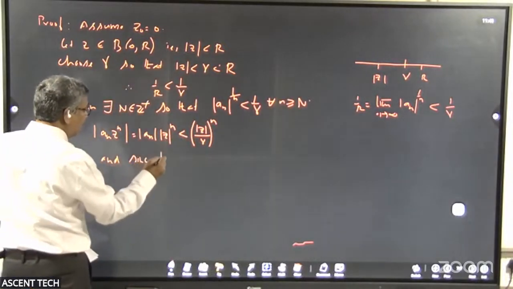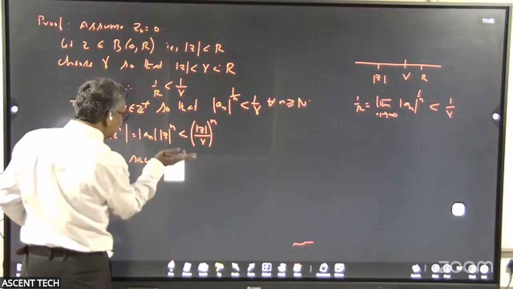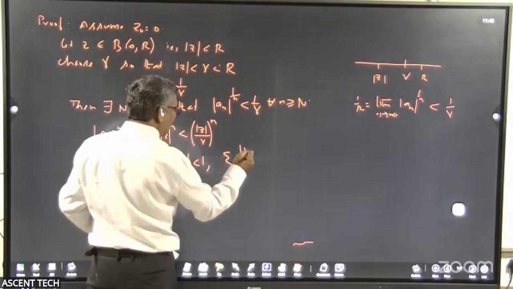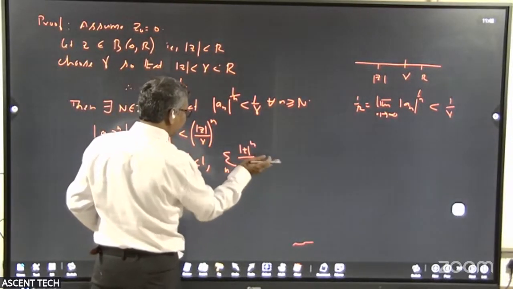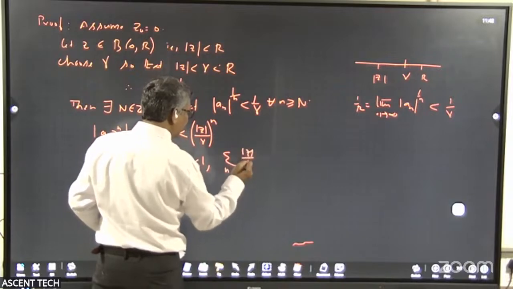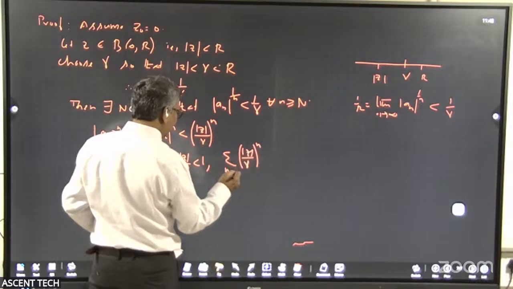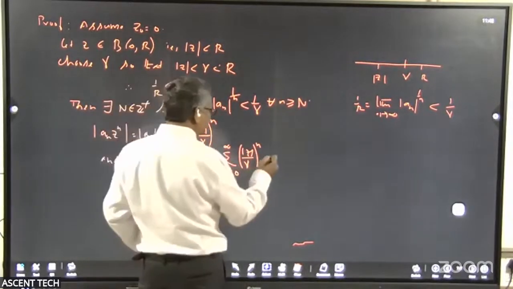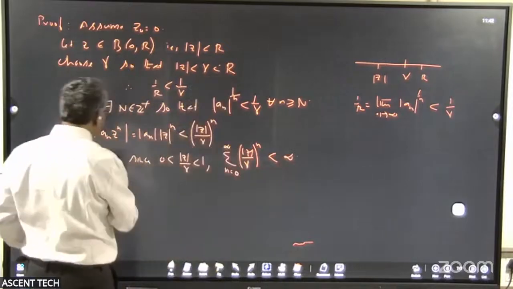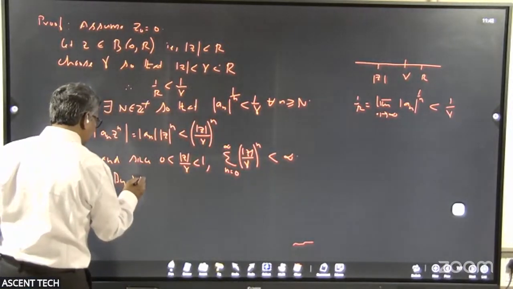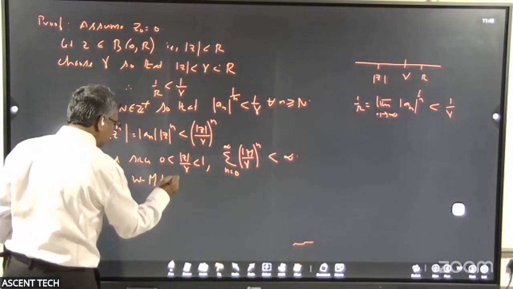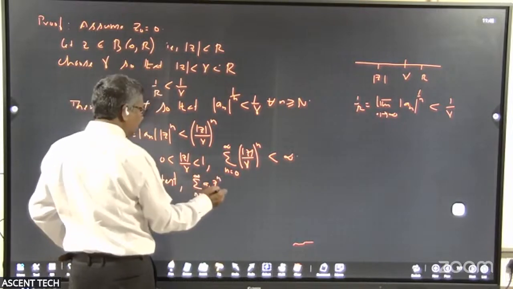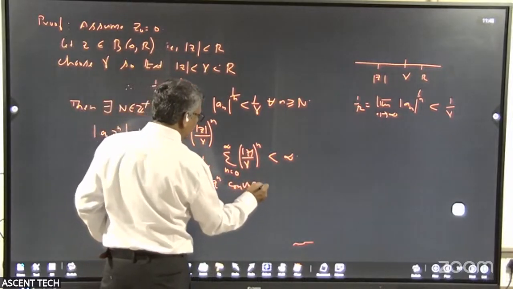Since |z|/r is less than 1 and greater than 0, the sum of (|z|/r)^n, n equal to 0 to infinity, converges. Therefore, by comparison, the series sum of a_n z^n, n equal to 0 to infinity, converges.